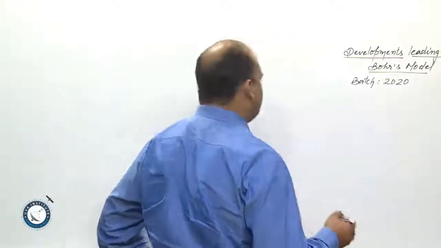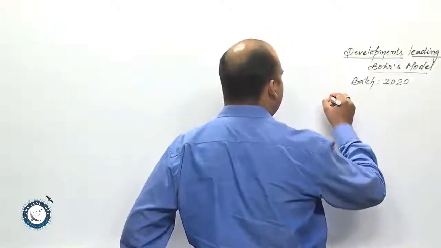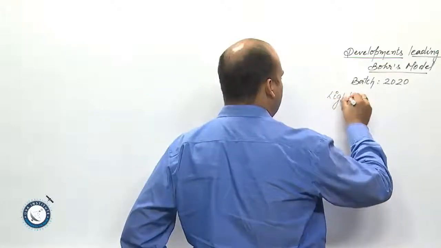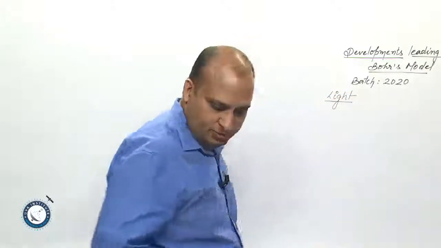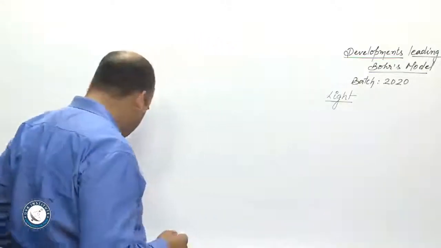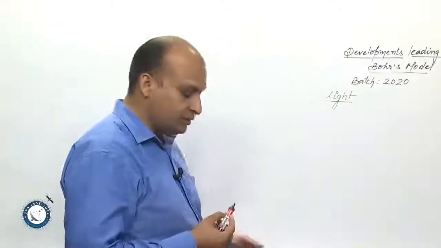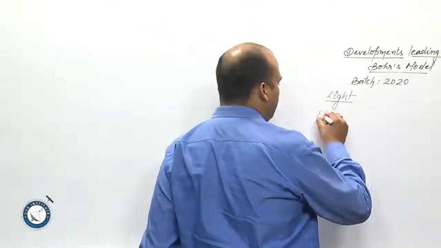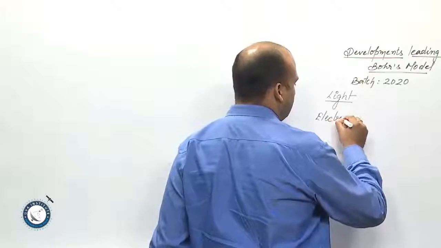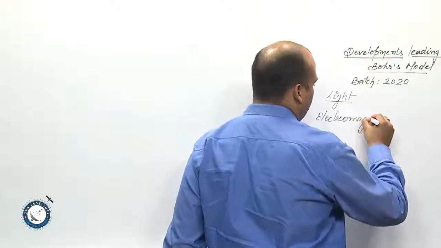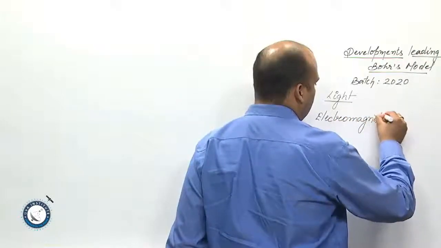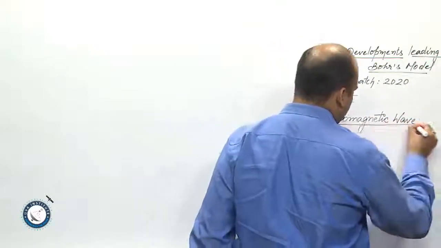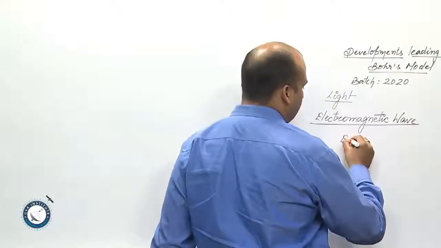First of all, today we have to talk about light. Now, when I say light, what do I mean by light? Light is nothing but what we call an electromagnetic wave. In short, we call it an EM wave.